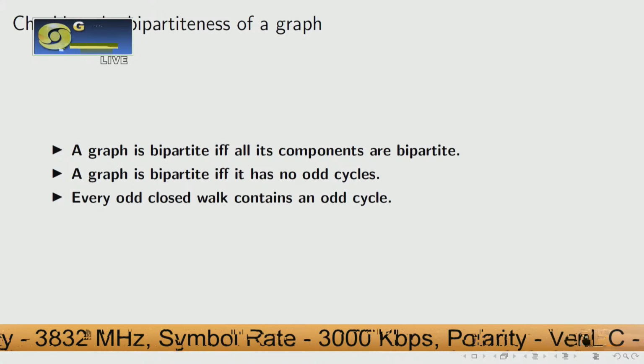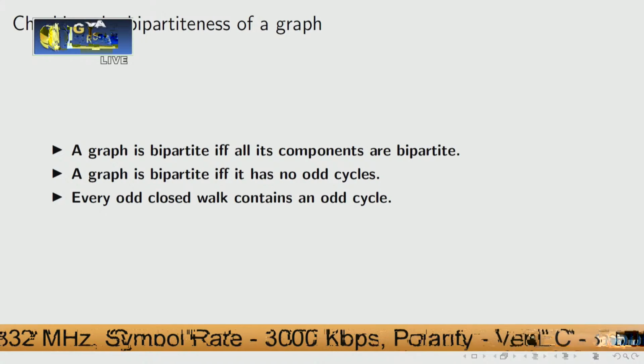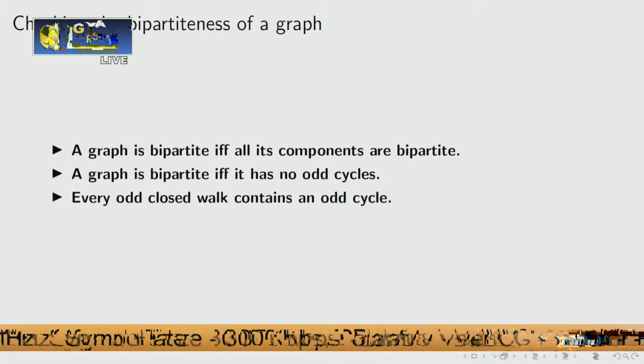Just recall that a graph is bipartite if its vertex set is partitioned into two parts such that every edge has one endpoint in one set and the other endpoint in the other set. In other words, you can say that a graph is bipartite if its vertex set can be partitioned into two non-empty independent sets, right?